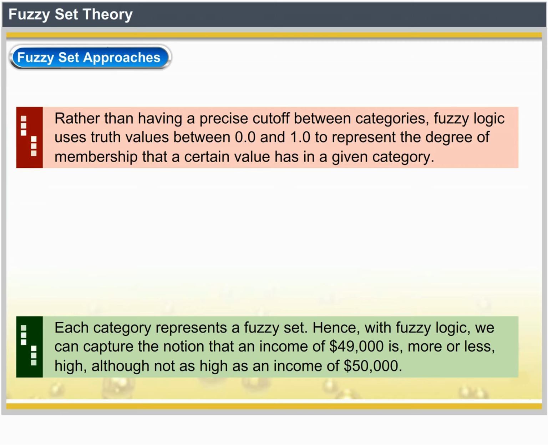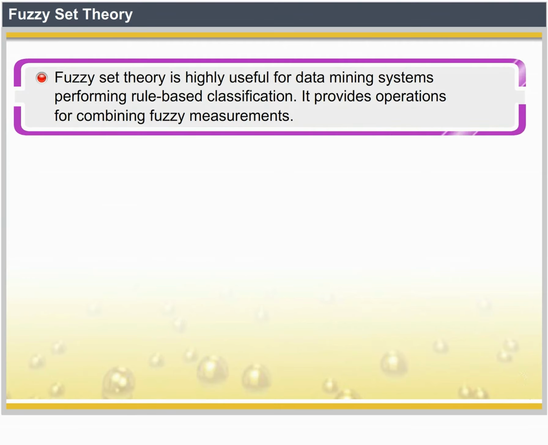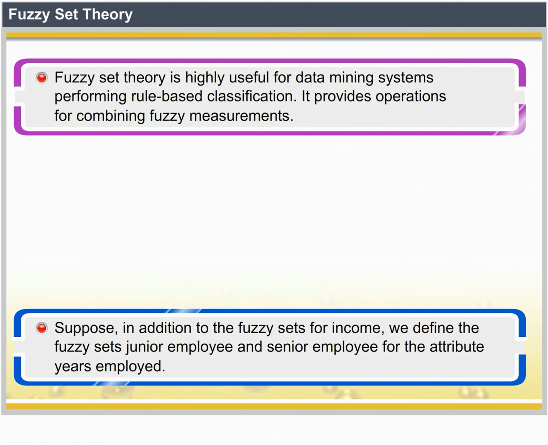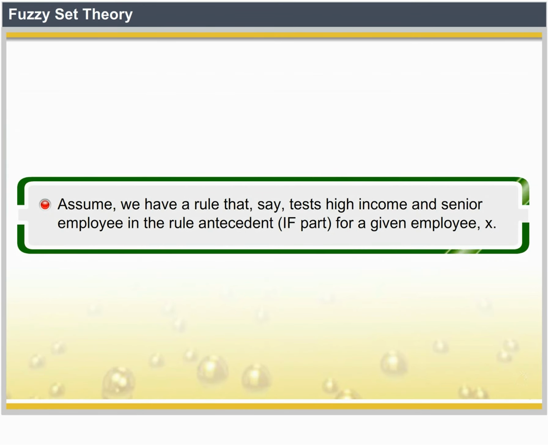Fuzzy logic systems typically provide graphical tools to assist users in converting attribute values to fuzzy truth values. Fuzzy set theory is useful for data mining systems performing rule-based classification. It provides operations for combining fuzzy measurements. Suppose that in addition to the fuzzy set for income, we define the fuzzy sets junior employee and senior employee for the attribute years employed. Suppose also that we have a rule that tests high income and senior employee in the rule antecedent, the IF part, for a given employee X.